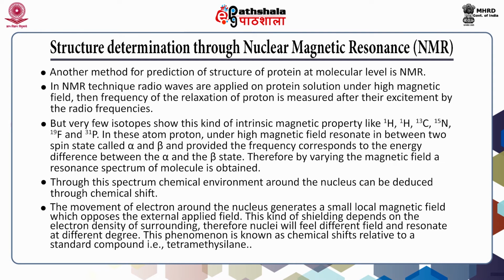The movement of electrons around the nucleus generates a local small magnetic field which opposes the external applied field. This kind of shielding depends on the electron density of the surroundings. Therefore, nuclei will feel different fields and resonate at different degrees. This phenomenon is known as chemical shift, relative to a standard compound, that is tetramethylsilane.